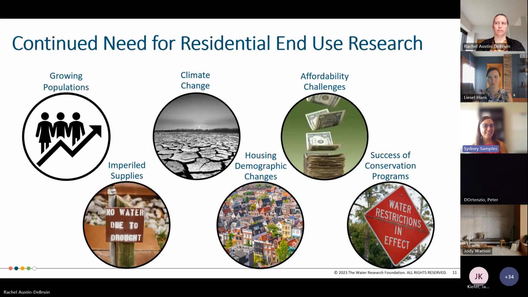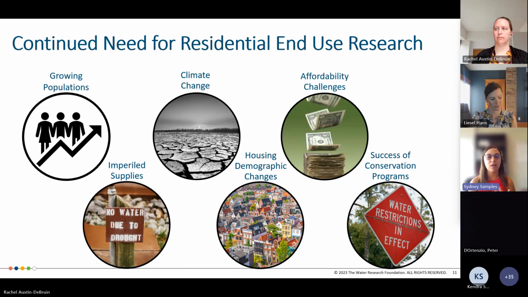Thanks, Liesl. So that brings us to today and why there is a continued need for residential end use research. As Liesl said, some of the most recent work we've done was in 2016. A lot of that data was from 2010, 2011. And so we're seeing there really is a need to update. We've had growing populations, imperiled supplies, climate change, really. So over 10 years, there has been a change.